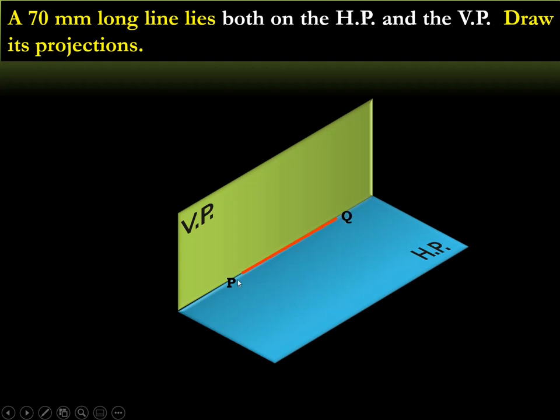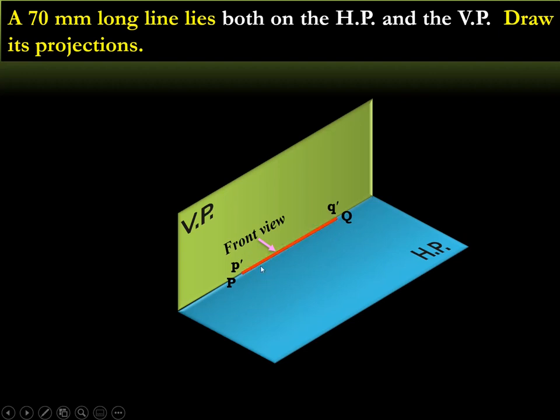To obtain the front view of the straight line capital PQ, we need to observe the line from the front and the line need to be projected onto the vertical plane. Since the line is already located on the vertical plane, we need not project it further and the same line will become its front view. And the front view must be denoted using the corresponding lowercase letters P dash Q dash.